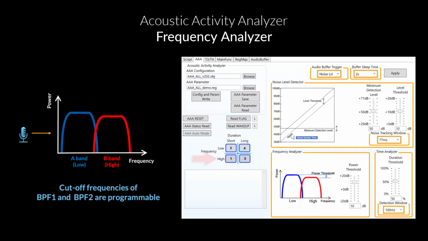Of course, high and low are relative, so you as the user can go into the AK5706 GUI and adjust settings, such as the bandpass filter cutoff frequencies, in order to determine what you consider to be a high frequency sound or a low frequency sound.